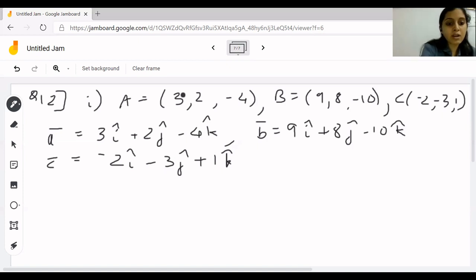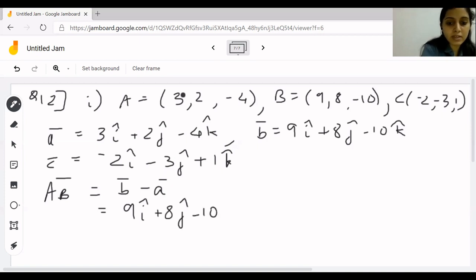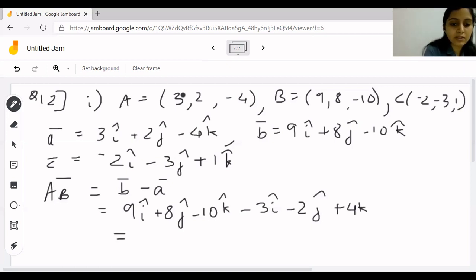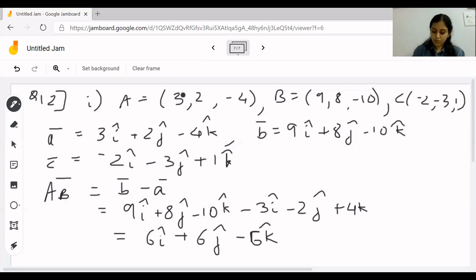Now let's find distance AB. Distance AB in vector form is given by B bar minus A bar. Let us substitute that. So we have 9i cap plus 8j cap minus 10k cap, minus 3i minus 2j plus 4k, which is equal to 9i minus 3 is 6i, plus 8 minus 2 is plus 6j, and minus 10 plus 4 is minus 6k cap. You can take 6 common and you get i plus j minus k.